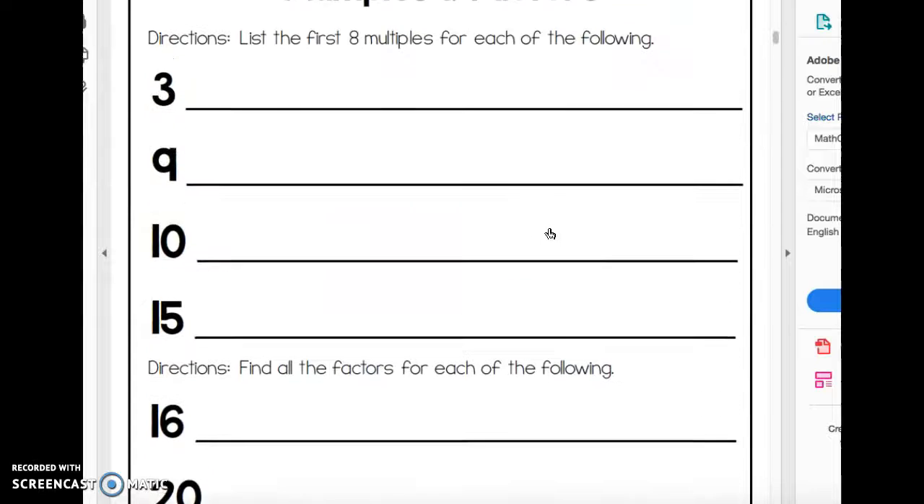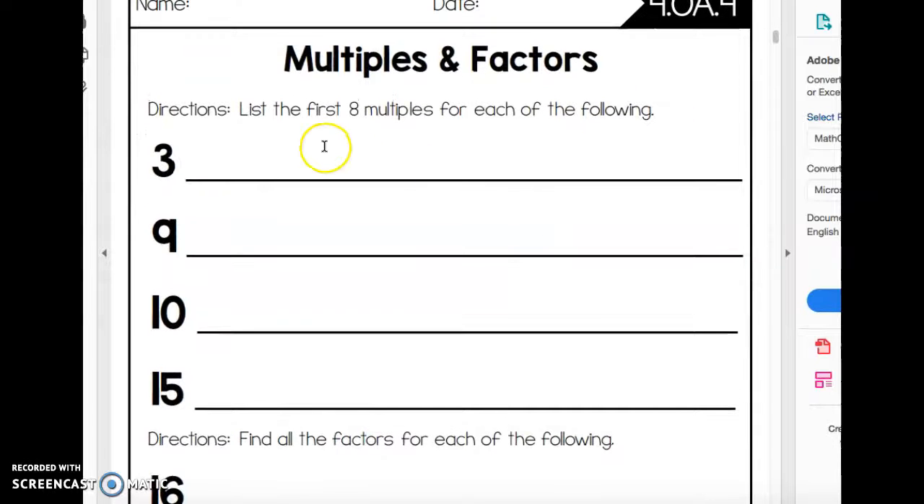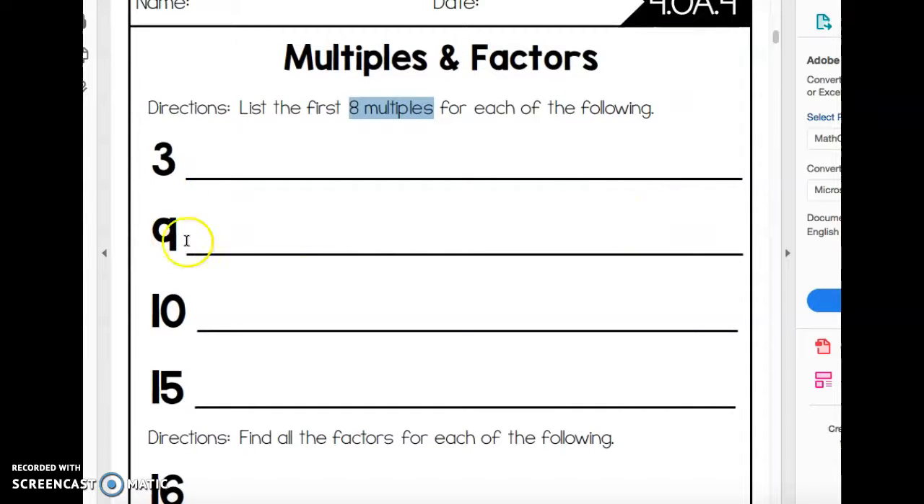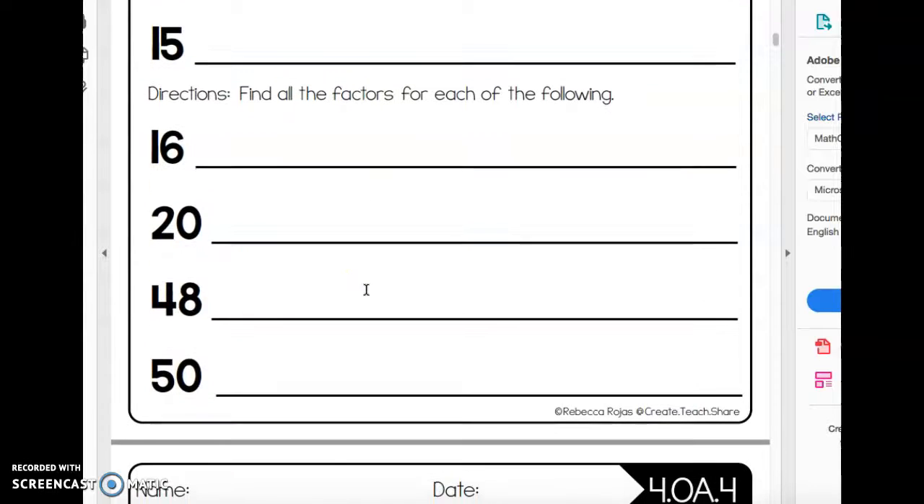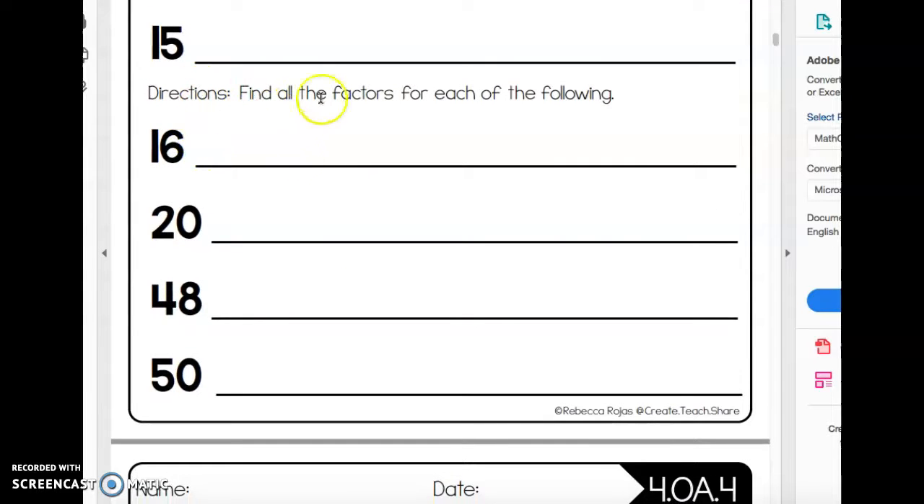So you're going to have this with your blue boxes, and it says list the first 8 multiples. So you only have to put 8 numbers on the line that are multiples of each number. Here is where you're going to list all of the factors for each of the following. So on your separate sheet of paper or your whiteboard, whatever you're using, you can just write me your list of factors for each number.